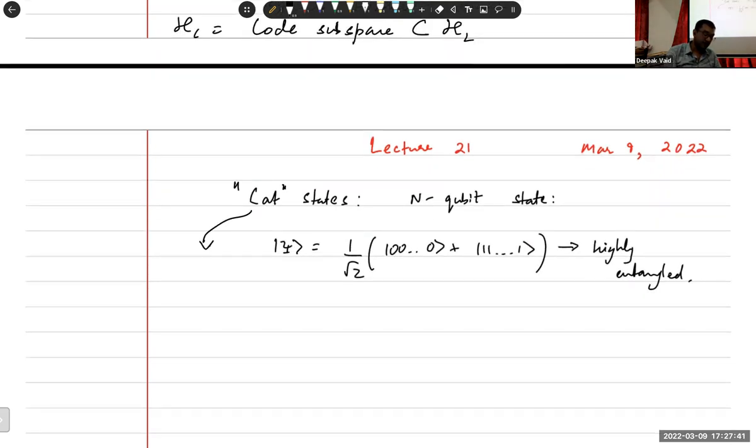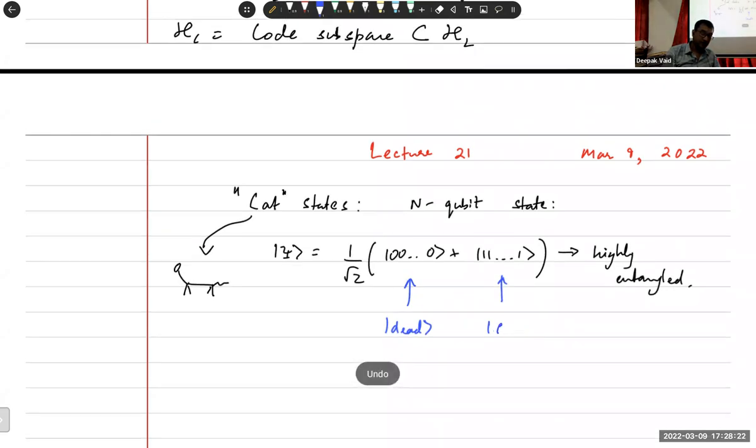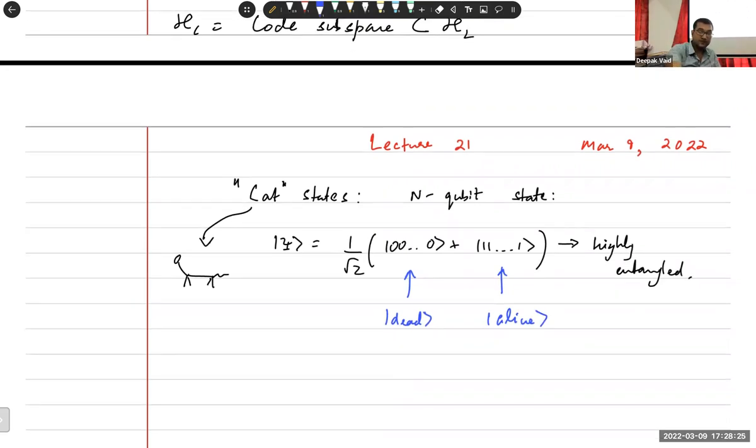And the reason we refer to this as a cat state, right? Because we are actually referring to Schrodinger's cat, that cat, okay? Because in the limit of large n, right, your system becomes more and more macroscopic, right? So if you imagine that you have a system which consists of a very large number of qubits, enough to make a cat, and you put that system in this kind of a state, this would correspond to, let's say, this could be something like dead and this could be alive, right? So this would be the statement of Schrodinger's cat, right?